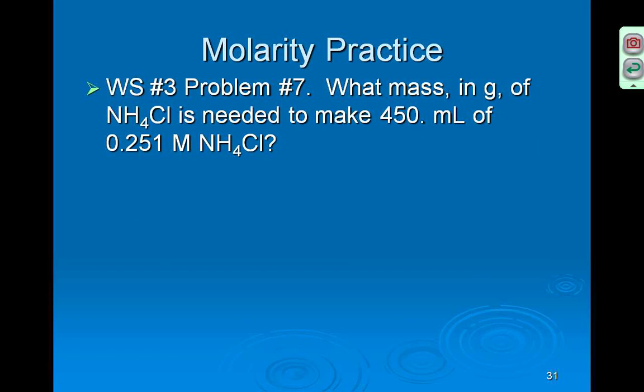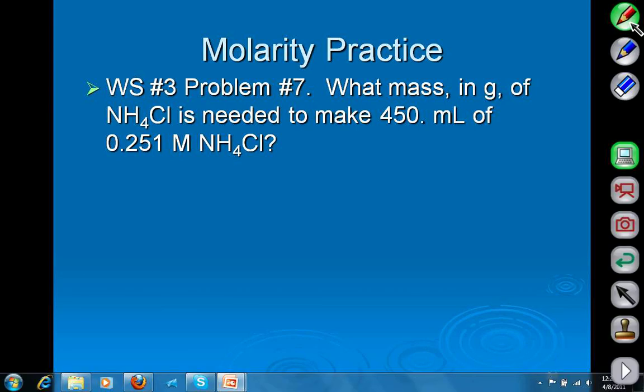The last problem is number 7. It's not the last problem on the worksheet, but it's the last one we're going to do. What is the mass in grams of ammonium chloride that you need to make 450 milliliters of a 0.251 molar ammonium chloride solution? So what we need to do is we need to find moles. We got to work backwards. We're going to go molarity times liters to give us moles. That's going to be our first step.